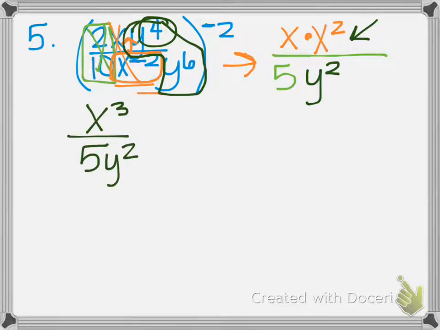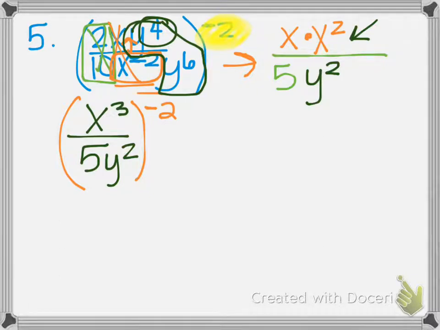Now a lot of you got that far, but you totally forgot, hey, I've got this negative 2 out here that I have to make sure I remember at the very, very end. So you had to take this whole expression and apply the exponent negative 2. If you notice, you have a power to a power.